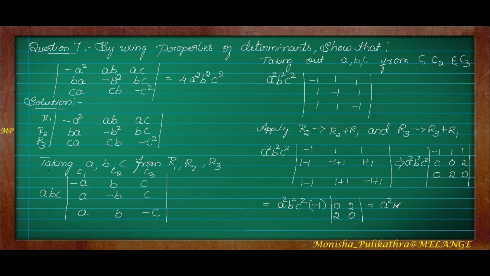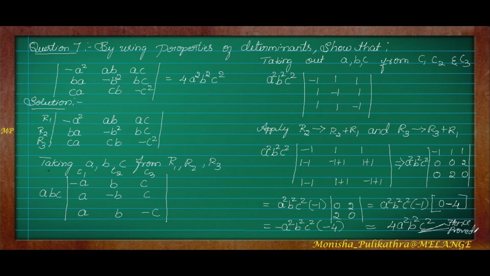So a square, b square, c square into minus 1. Here we have to multiply the diagonal elements. 0 into 0 is 0. Then we do the subtraction. 2 twos are 4. So next, a square, since here it is minus 1, it will become minus a square, b square, c square into 0 minus 4, which is minus 4. Minus into minus is plus. So remaining is 4 a square, b square, c square. You know what you have to prove? This determinant should be in the form of 4 a square, b square, c square. So write it down, hence proved.